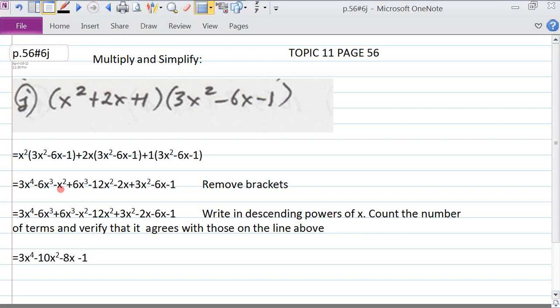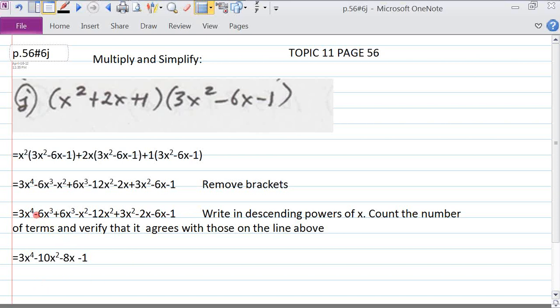Now we're going to group the x squared terms: minus x squared right here, minus 12x squared right here, and plus 3x squared right here. Now we go to x to the power 1. We have minus 2x here and minus 6x here. So there they are here, and minus 1. So we've grouped the terms with the same power. Here's x to the fourth. Here are the x cubed terms. Here are the x squared terms. Here are the x to the power 1 terms.